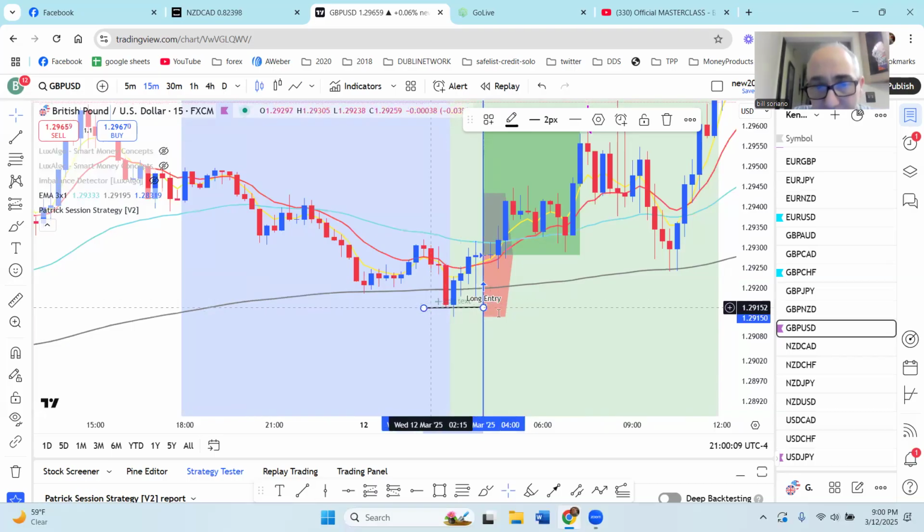But anyway, there's the low, and you just need a wick to break the low. You don't need a candle to close. You don't need the candle to close below it, like when you're doing smart money break of structure. You just need a wick to break below it. It breaks below it. Then what you need is you need a buy shift.